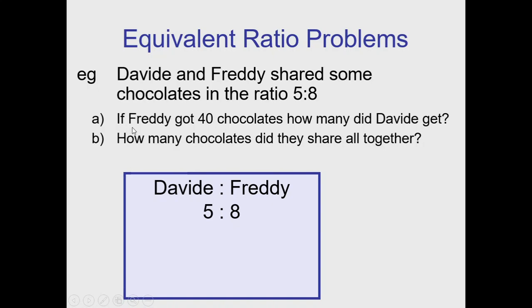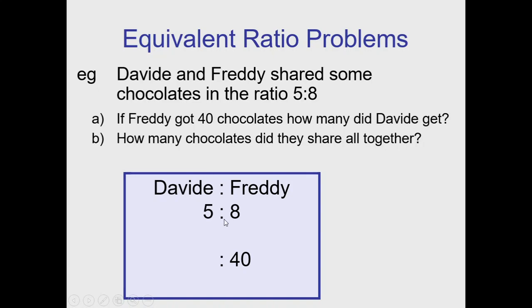And then from the information, I'm given one more value. And that's not the total value, that's Freddie's value. So having labeled this, I can clearly see that the 40 needs to go underneath Freddie, the 40 needs to go underneath the 8, and that's one side of the ratio. I don't know what goes on the other side. That's what I need to work out. How many did Davide get if Freddie got 40?